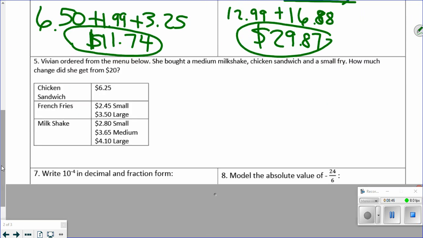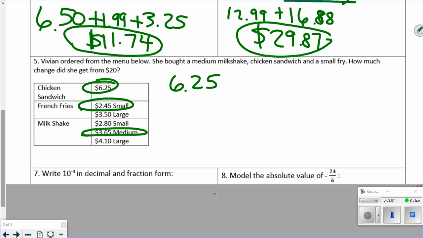Okay, we got 3 more. So, number 5, Vivian ordered from the menu below. She bought a medium milkshake. I'm going to circle those things. Medium milkshake, chicken sandwich, and a small fry. And it says, how much change did she get from $20? Okay, well, before we can figure out how much change, we have to know how much total she paid. So let's add them up. $6.25, $2.45, and $3.65. Okay, go ahead and add those up on your own calculator.